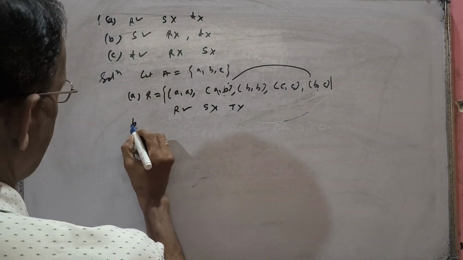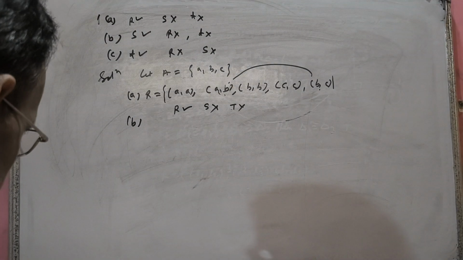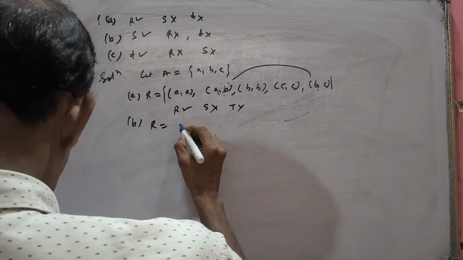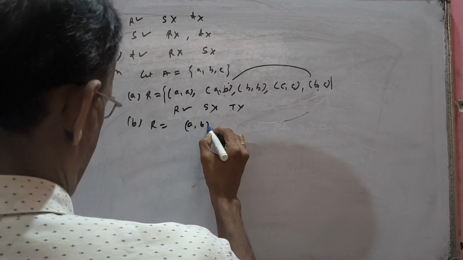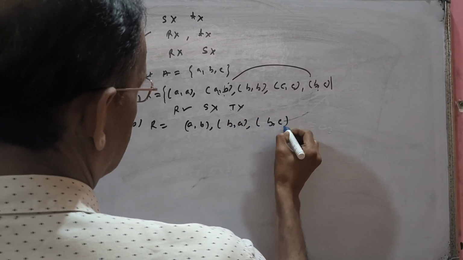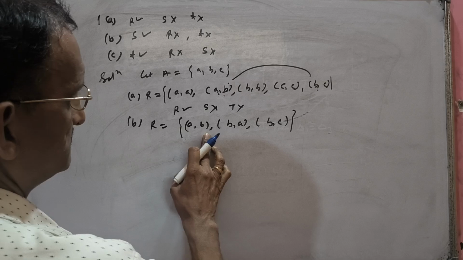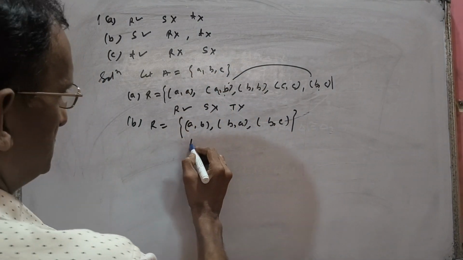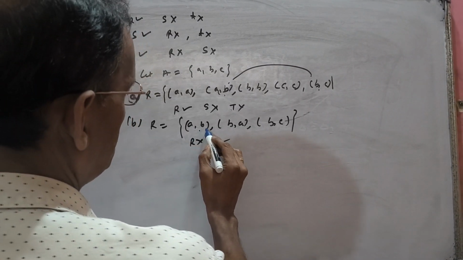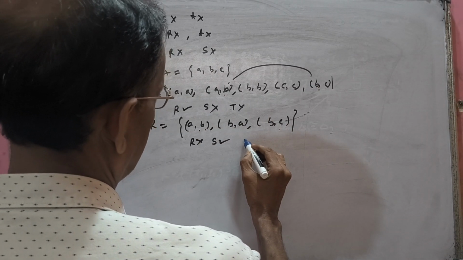Okay, part B. It should be symmetric, but it should not be reflexive, it should not be transitive. Okay, so write down R equal to (A, B), (B, A), (B, C), (C, B). (A, A) not here, (B, B) not here, (C, C) not here, it is not reflexive. (A, B) here, (B, A) here, (B, C) here, (C, B) here, it is symmetric. (A, B) here, (B, C) here, but (A, C) is not here, so it is not transitive.